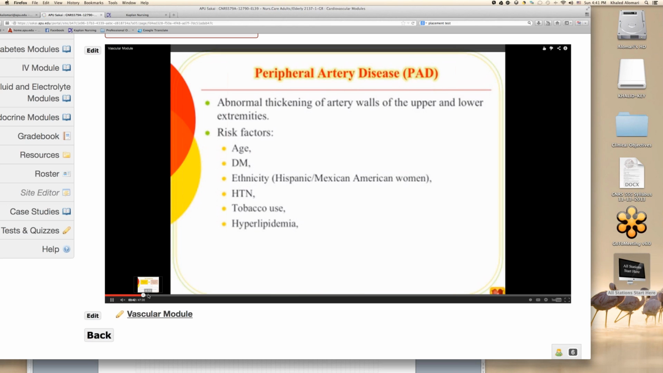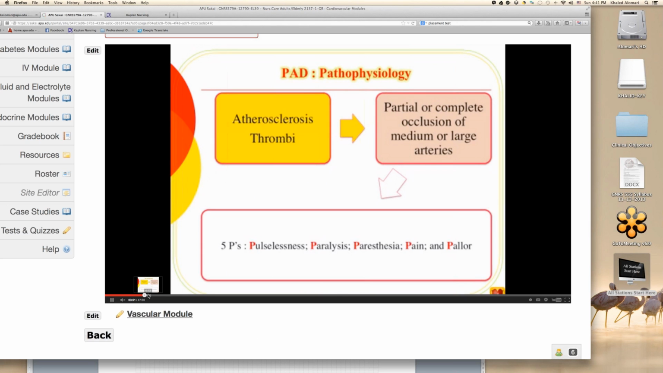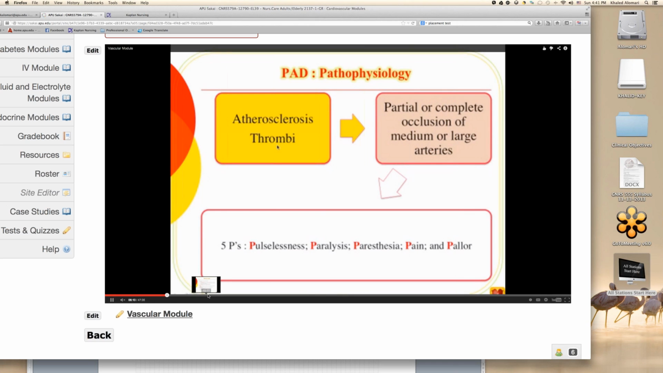Also, the symptoms, the difference in the symptoms. One cold, the other one is warm. One with edema, the other one doesn't have edema. One with pulse affected, the other one the pulse is not affected, and so on.